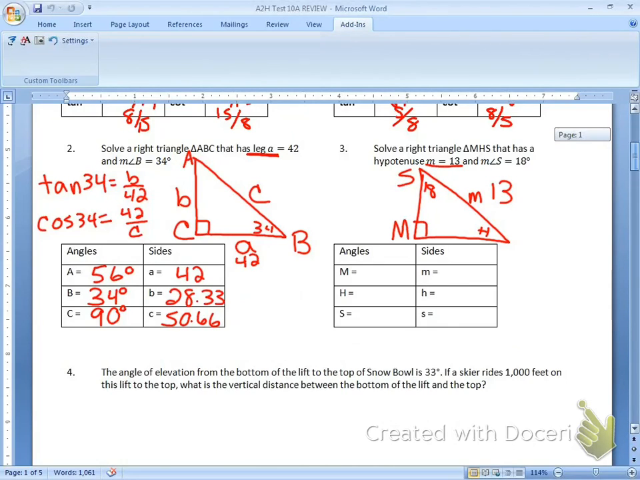And then we fill in our chart. Little m is 13. Big M is 90 degrees. Little s is 18 degrees. So that means big S is 18 degrees. That means H has to be 72 degrees. You're going to set up trig functions again, and you're going to get H to be 12.36 and little s to be 4.02.